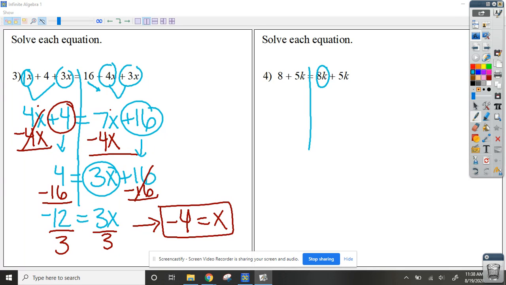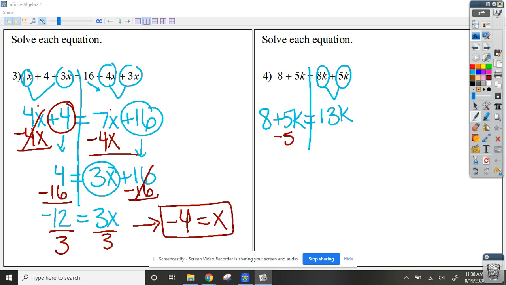Notice that these are both k terms. So let's combine them together. 8k plus 5k is 13k. And on the left side, I'm just going to bring down 8 plus 5k. Okay, so looking at this problem, I want you to notice that the right side, all that's over there is the k. So we do not want to cancel 13k because nothing will be left on that right side. So let's leave the 13k.